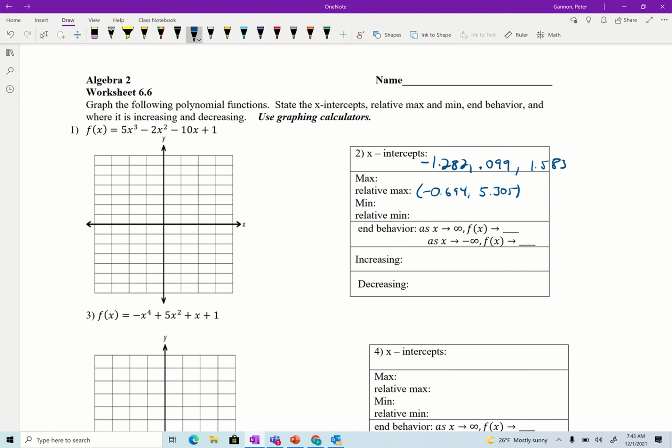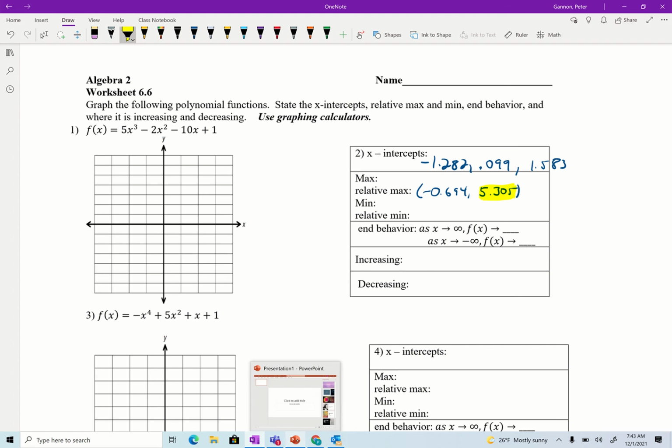Now, technically, the maximum is just the y value. So really, if you were just going to use one value to identify that relative maximum, it would be the y value because we're referring to the height of the function.